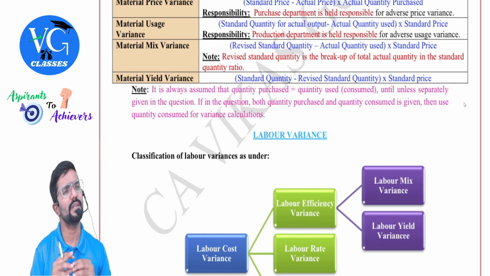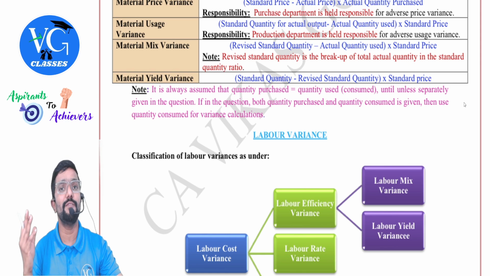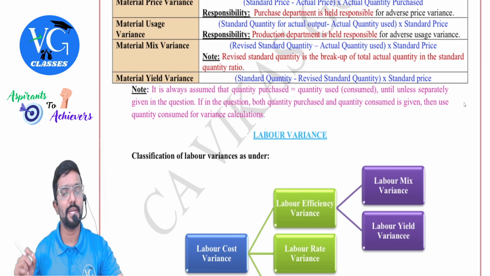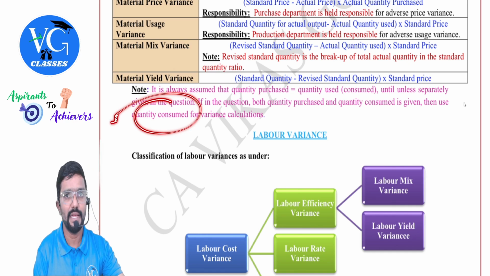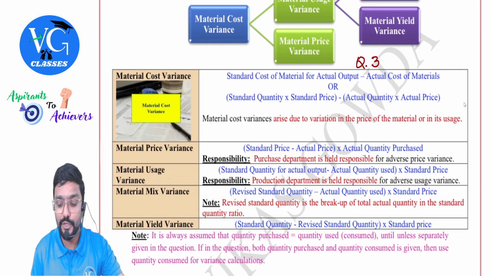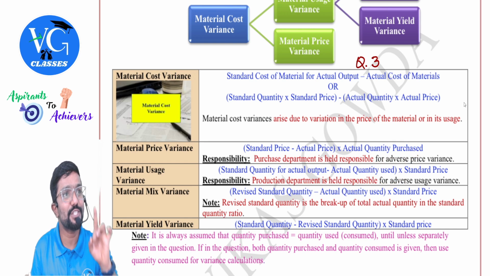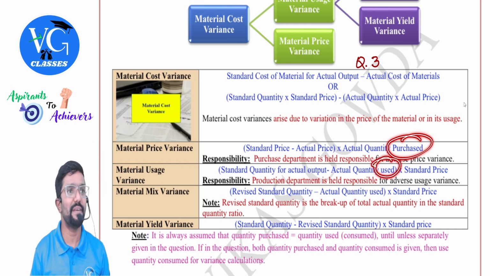Because if nothing is given in the question, we will assume, unless separately given in the question. Means in the question they have given purchase separately, consumed separately, or else they have given the information about opening raw material and closing stock of raw material. In that case, if in the question both quantity purchased and quantity consumed is given, then use quantity consumed for variance calculations. Clear? Actually speaking, here we should use purchased, here you should use used. But for academic purpose, we need to reconcile the variance also. If it has to tally and match, better use consumed here also, if they have given it separately.